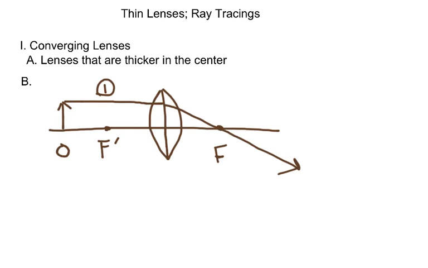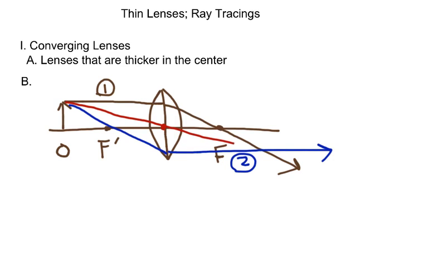The next ray actually goes through the focal point. When it strikes the lens, the ray refracts and moves horizontal. This is ray number 2. Ray number 3, this is my favorite one. This one starts off the object and goes through the center of the lens, like so. And this is ray number 3.